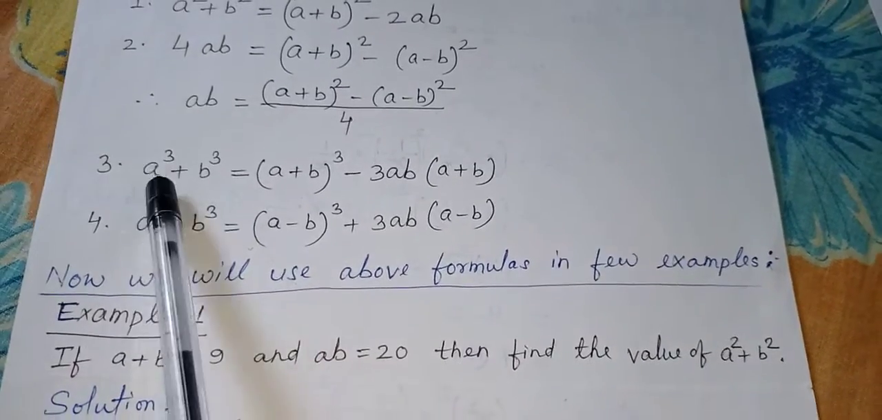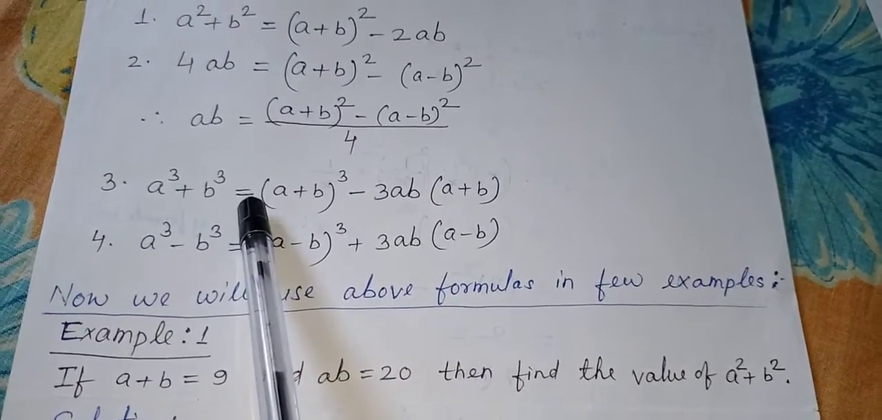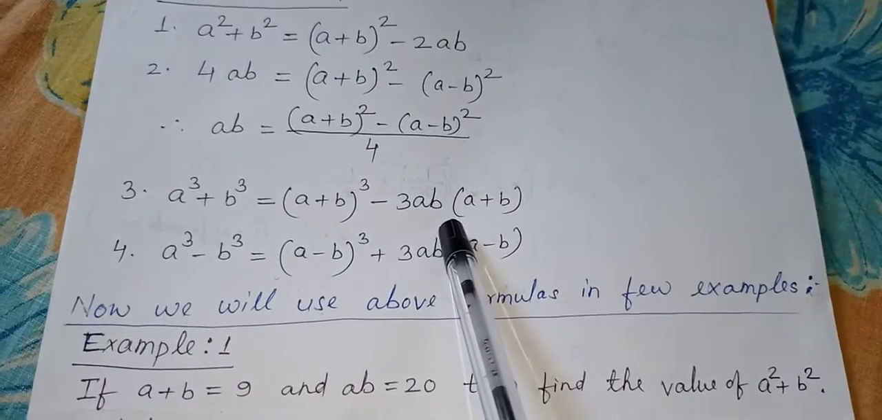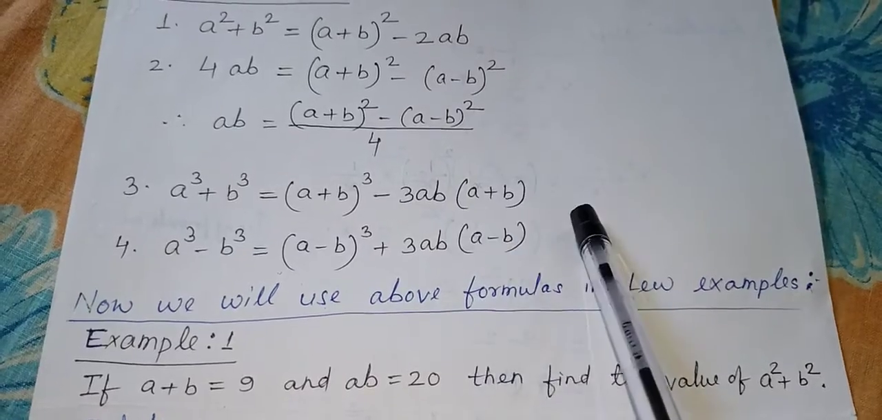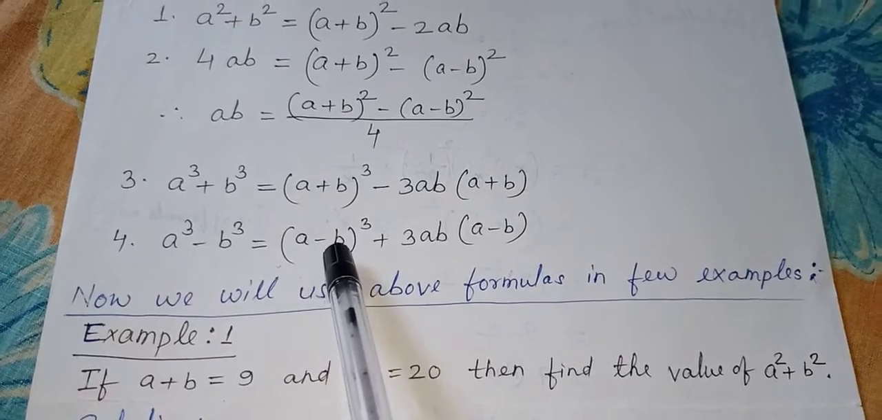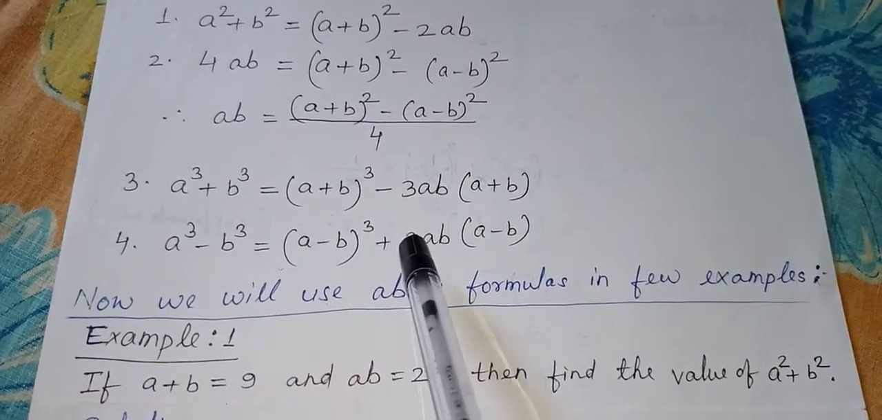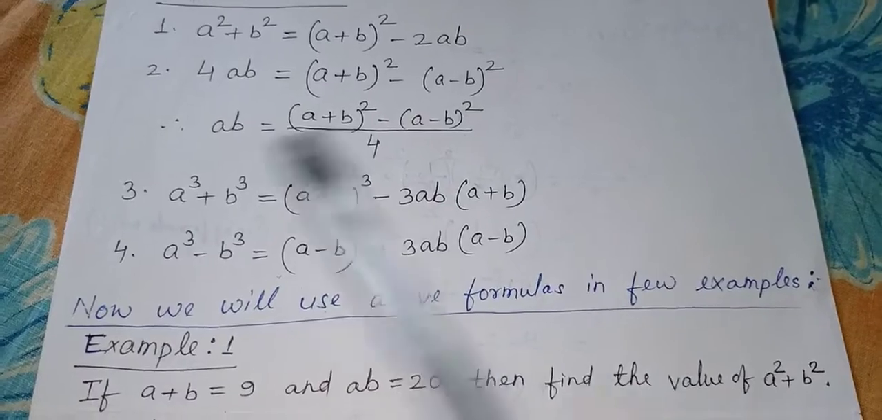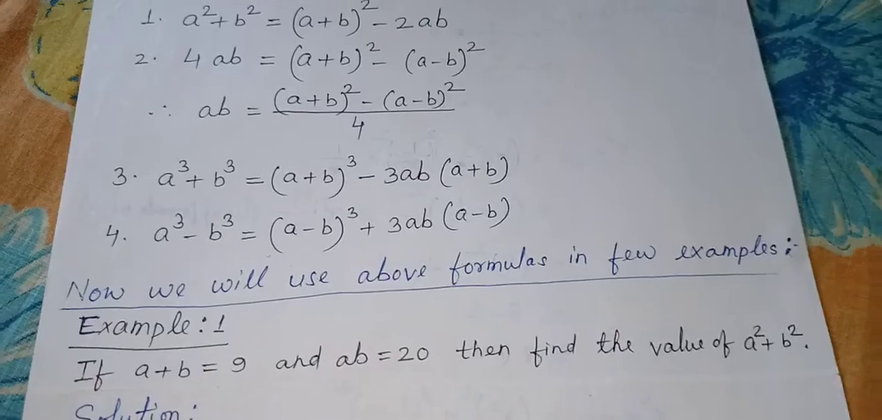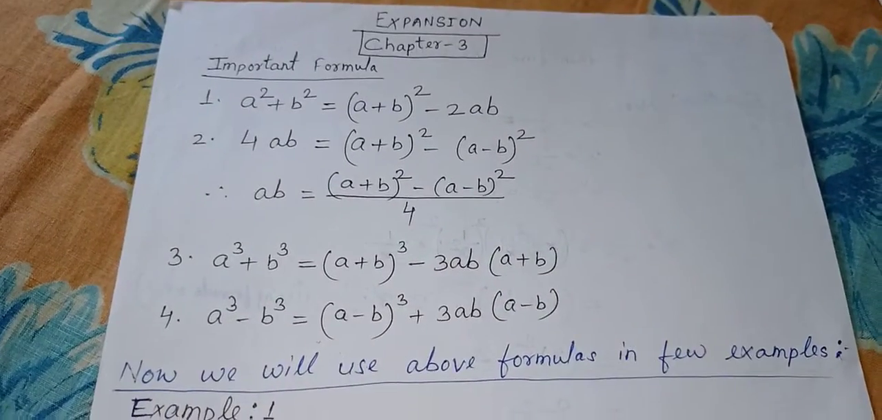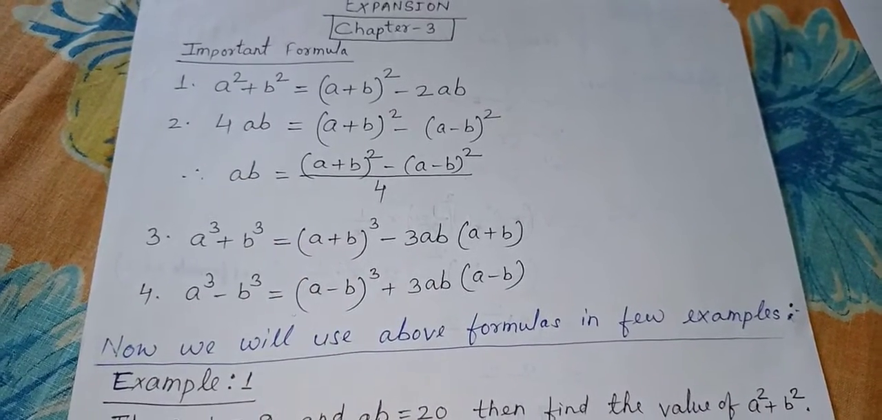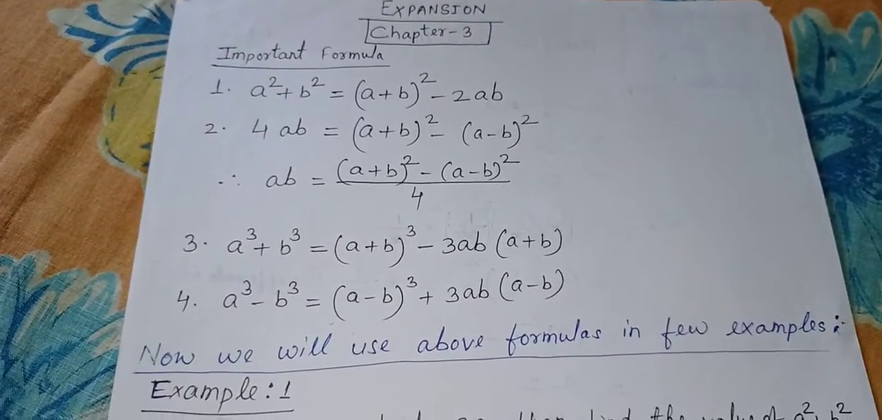Number 3, a cube plus b cube, and its formula is a plus b whole cube minus 3ab into a plus b. And the last formula we have is a cube minus b cube, and it's equal to a minus b whole cube plus 3ab into a minus b. So number 1, number 3 and number 4, these three formulas are known to you in the previous classes. Maybe number 2 formula will be a little bit new for you. These are very important formulas children.